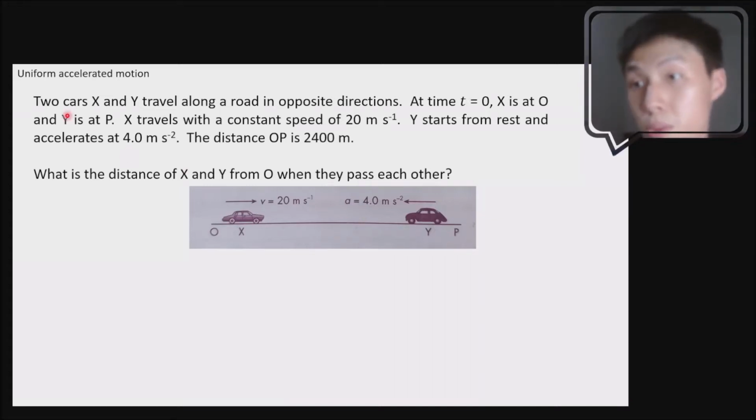Let's try to solve this problem. Two cars, X and Y, travel along a route in opposite directions. Well, today they provide you a diagram, so I believe you can refer to the diagram.